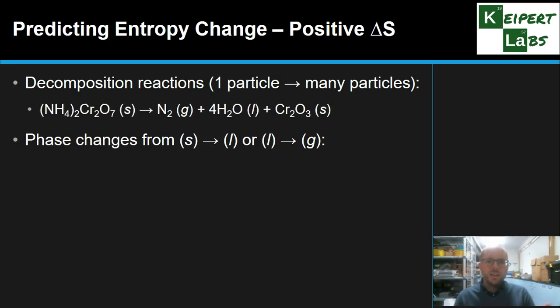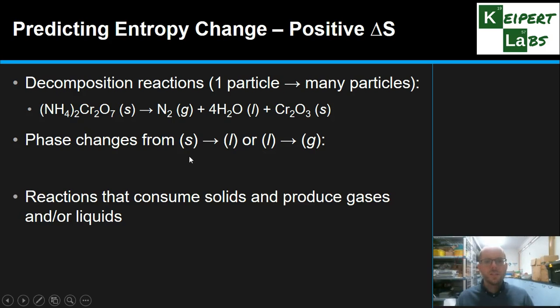So like the decomposition of ammonium dichromate, this substance here, we're going from one particle to 3 different types of particles. We're forming 6 particles altogether, 1 plus 4 plus 1. So that increases our entropy. We just talked about phase changes from solid to liquid or liquid to gas. Okay, that's going to affect our entropy.